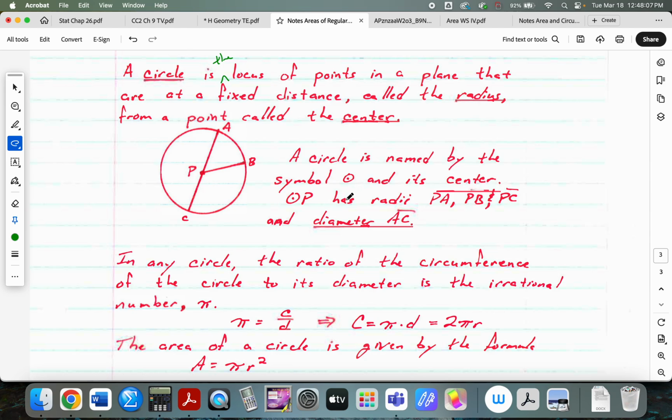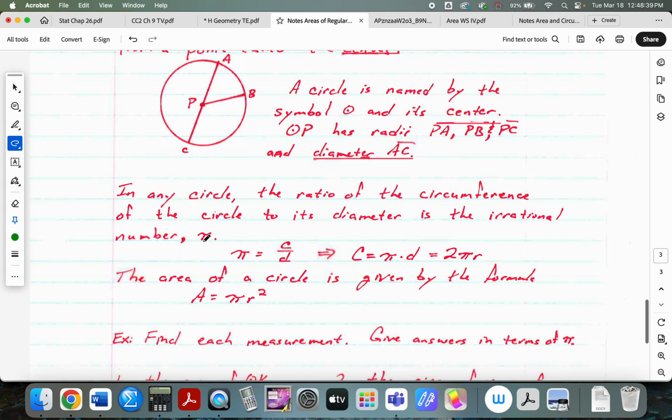Now, what you may not know is that when you name a circle, it's named by this symbol, which looks like an O with a dot in it, and its center. So circle P is the name of this circle. It has radii PA, PB, and PC. And the diameter is AC. Notice the diameter is twice as long as the radius. Again, none of that should be new to you.